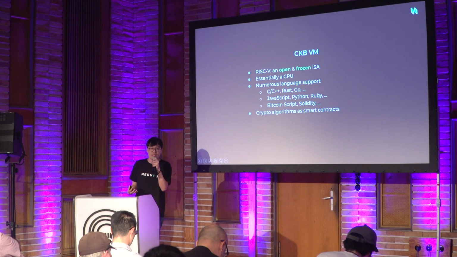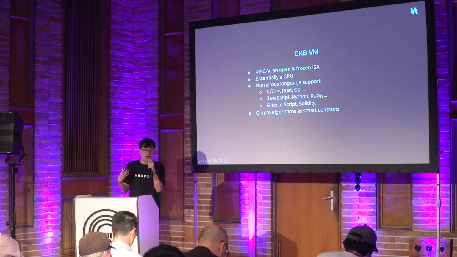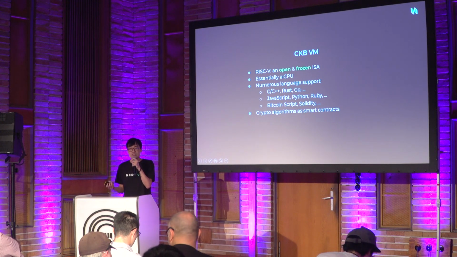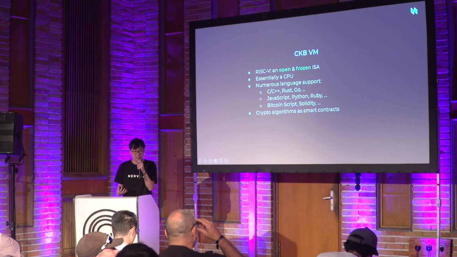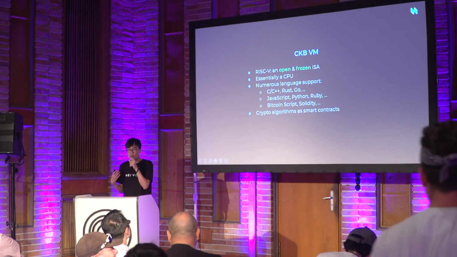Besides the cell model, the other part we introduced is the CKB VM. Like most existing solutions, it's based on a real hardware CPU. It's based on the RISC-V instruction set. RISC-V has two novelties which are important in the blockchain case. The first one is that RISC-V is an open instruction set.